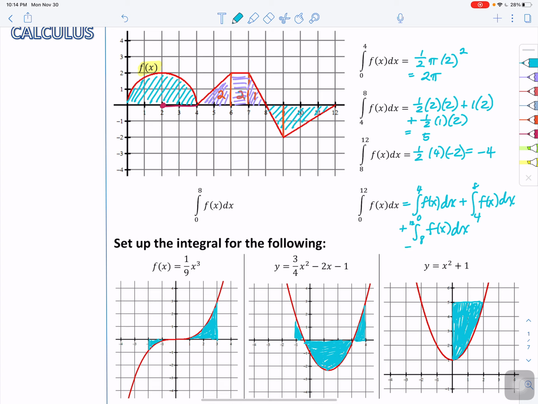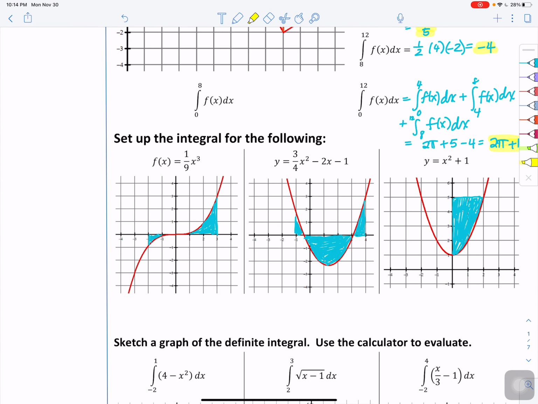And that's equal to 2 pi, plus 5, minus 4. And that's equal to 2 pi plus 1. I'm going to highlight these answers just to go ahead and make them a little bit more clear. So that really gives us a good idea of what area under the curve looks like. And that we can use geometry if we need to.